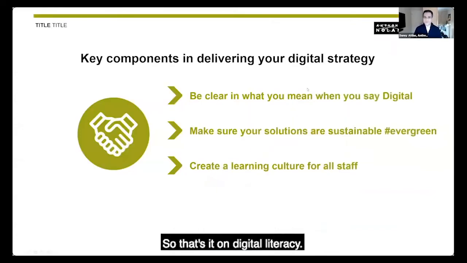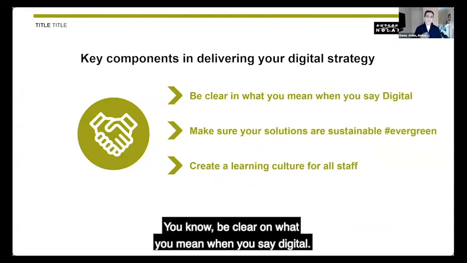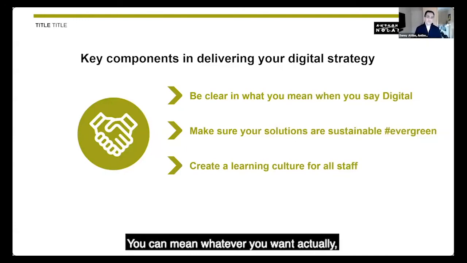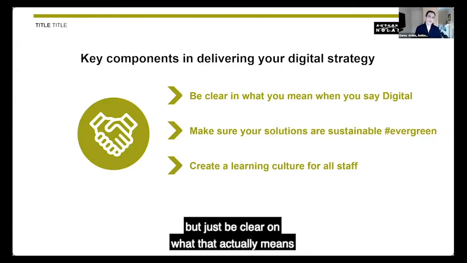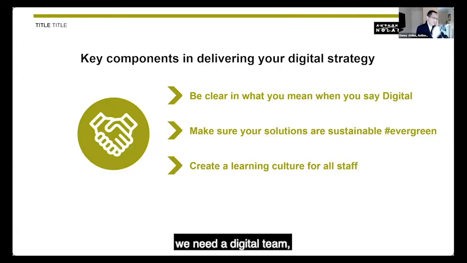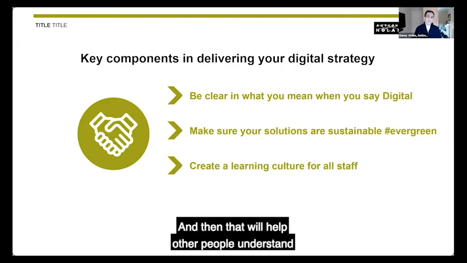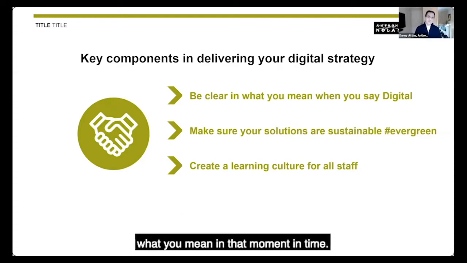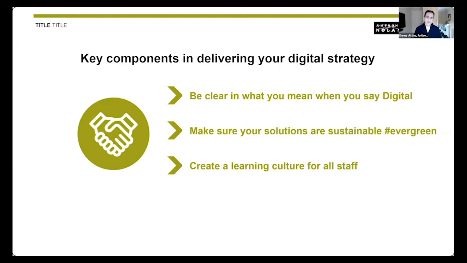So that's it on digital literacy. So those are the 3 key things I wanted to cover off today. Be clear in what you mean when you say digital. You can mean whatever you want, actually, but just be clear in what that actually means, rather than saying we need to be more digital, we need digital this, or we need a digital team, we need digital budget. Be really specific on that, and then that will help other people understand what digital means, but also help them understand what you mean in that moment in time.